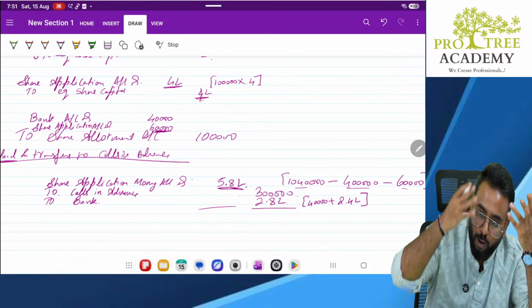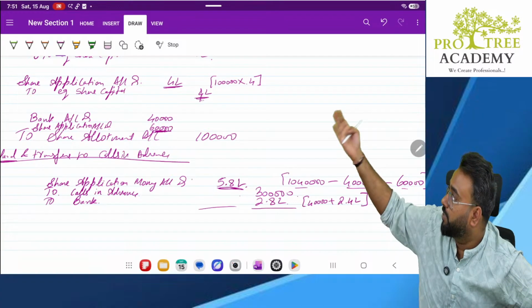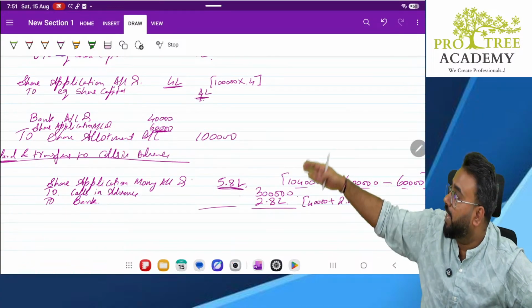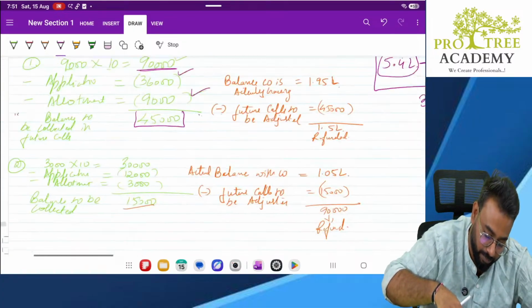Sir, what is this debit? I am not understanding that. Sir, we have received excess share application money, no? That we are adjusting against our allotment account here in this table.